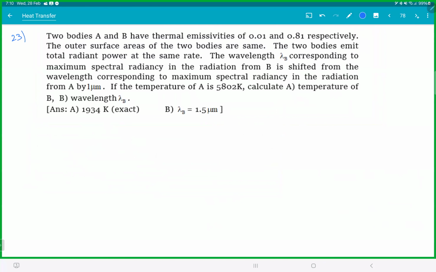Two bodies A and B have thermal emissivity values given as 0.01 and 0.81. The outer surfaces of the two bodies are the same. The two bodies emit radiant power. Try this. Questions on Wien's displacement law, right? The main thing is the graph, the T and 2T graph. That's the most important one. Questions are a little less. Get this one.